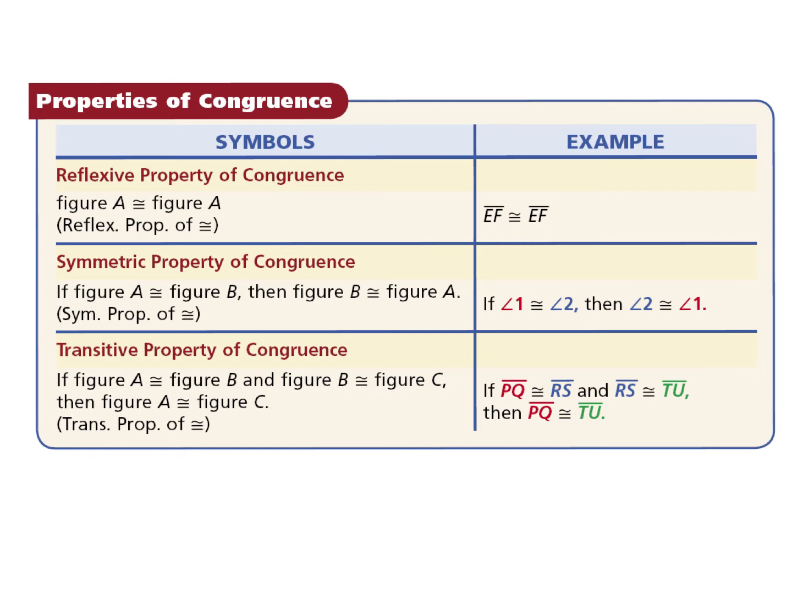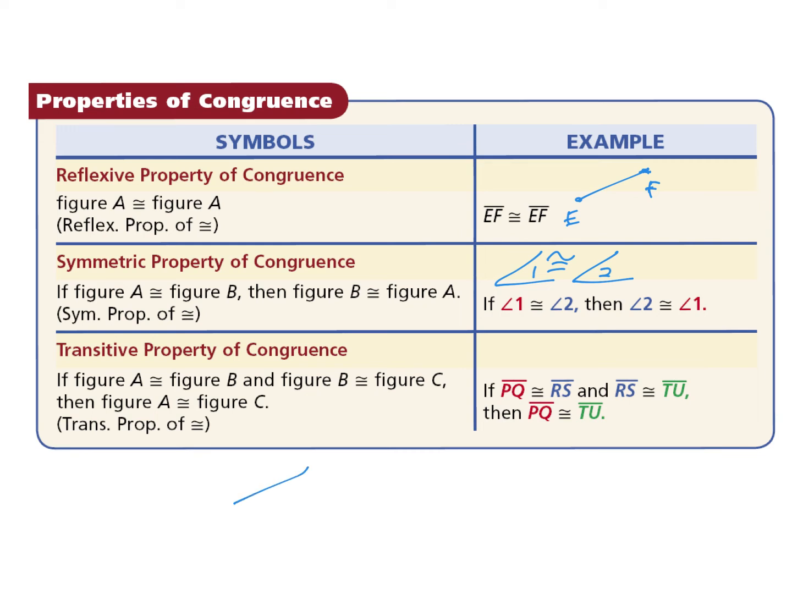So the reflexive property just says that any shape is congruent to itself. So in this example, if we have a line segment EF, well, it's congruent to itself, which is pretty obvious. And then the symmetric property of congruence. If we have an angle 1 and it's congruent to angle 2, well then angle 2 is congruent to angle 1. Again, fairly obvious.